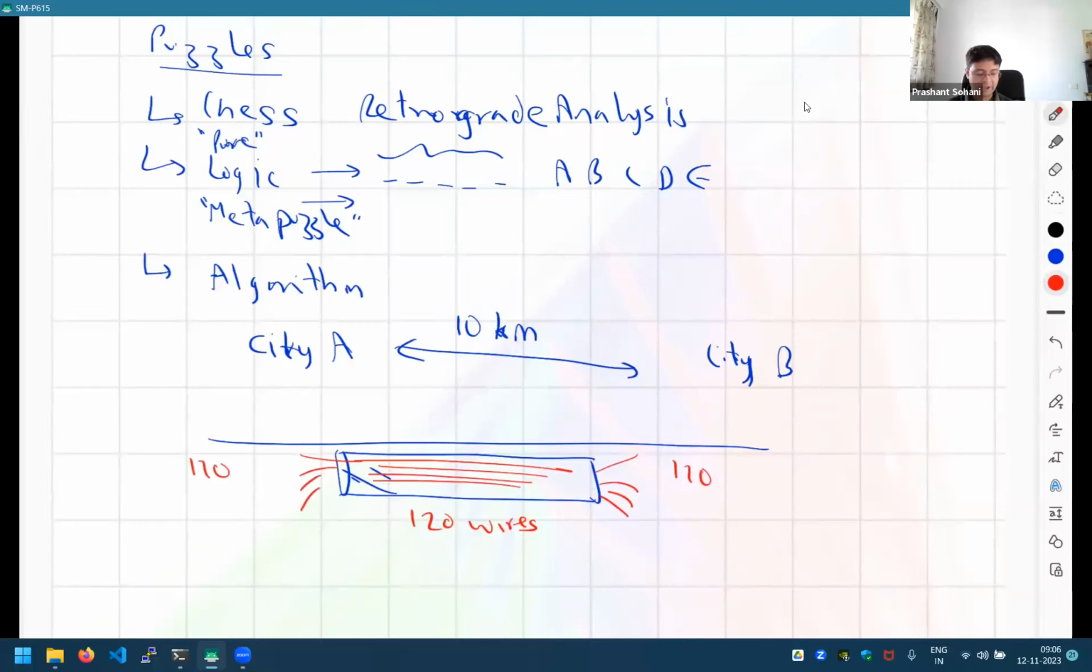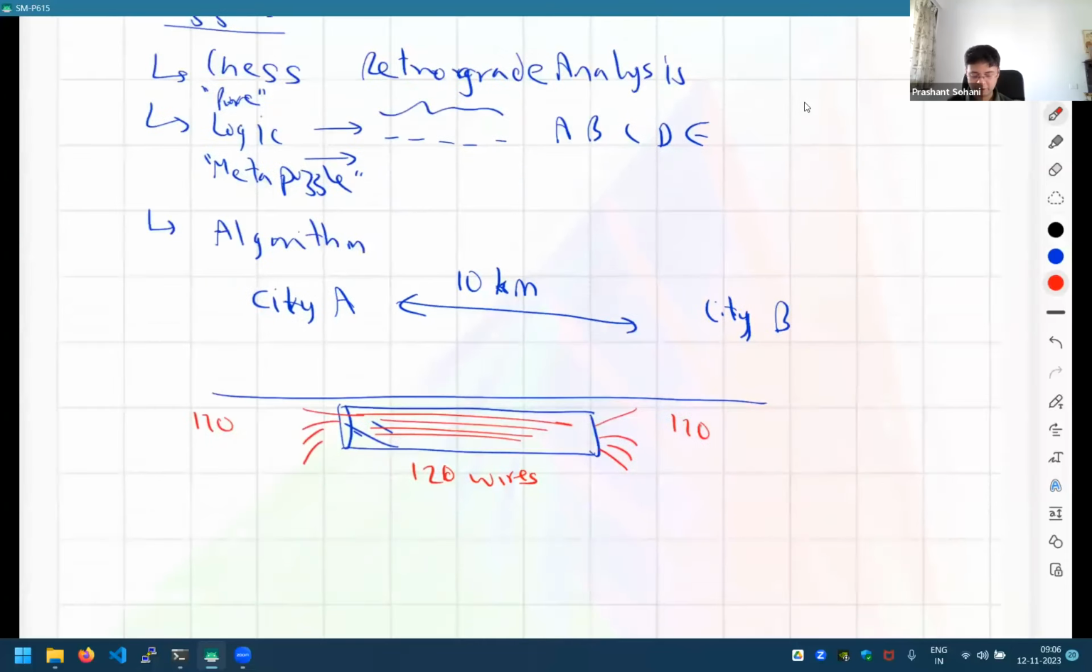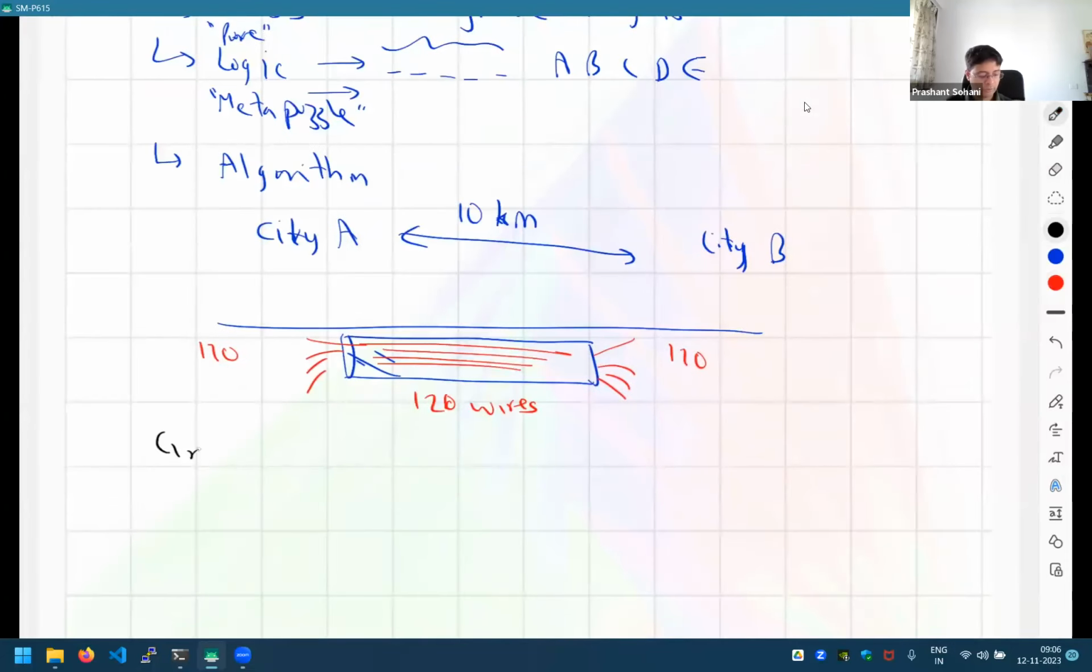But the difficulty is the wires are not labeled. So you don't know which end from this side corresponds to which end from that side. And you are called in as the engineer to solve this problem. What you are given is this equipment, which is called a circuit tester. Have you heard of this circuit tester?